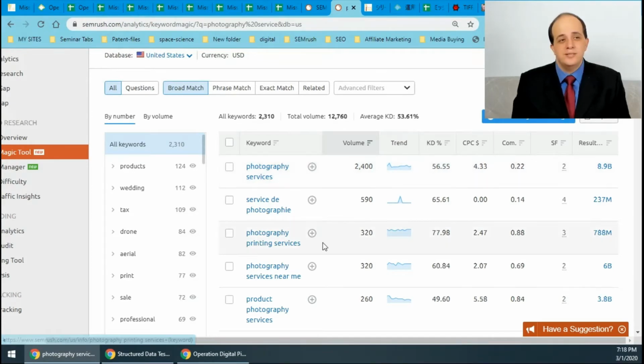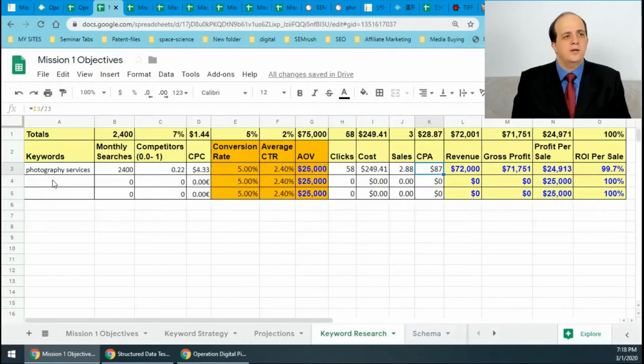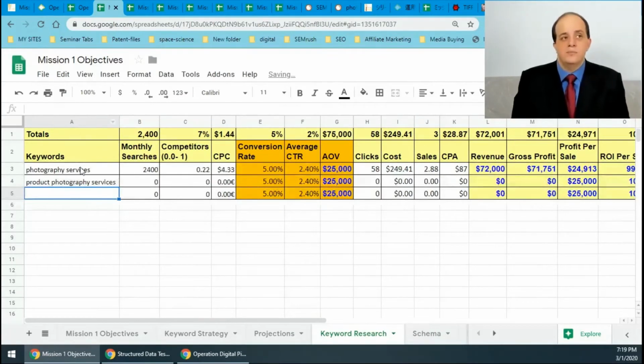Photography printing services. Well, that's not really for us. Product photography services, totally something that Moonshine Media offers. Now we're talking. Now we're really doing research. This is a new keyword that the company will want to invest in and to investigate. So we copy that, and we go in here, and then we paste the keyword right in there. Product photography services. By the way, that's actually a keyword that Moonshine Media ranks for, because we made a page just for that particular keyword.